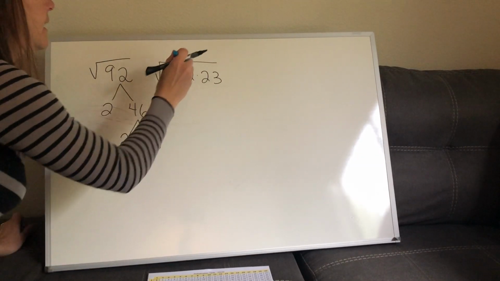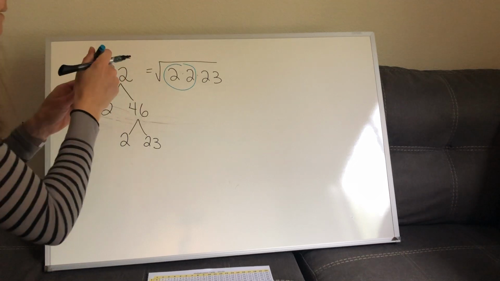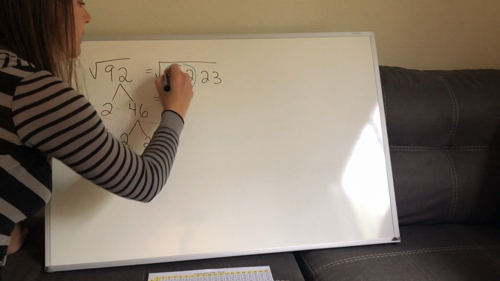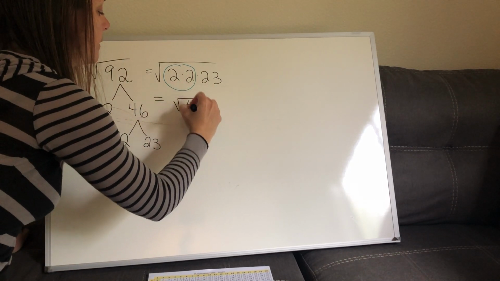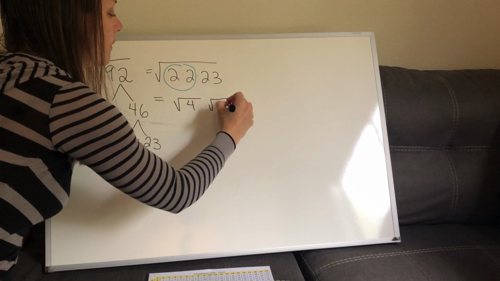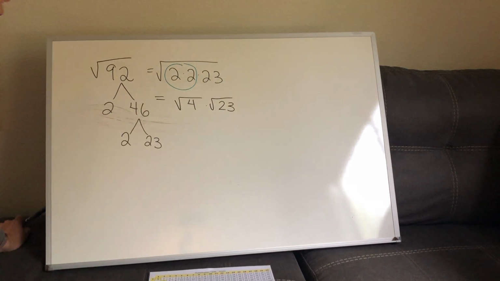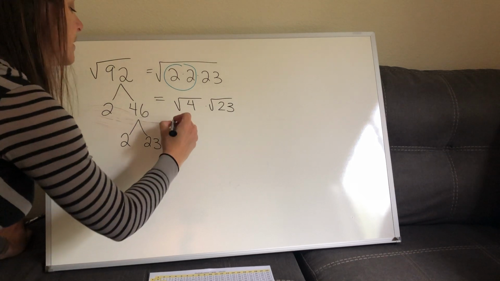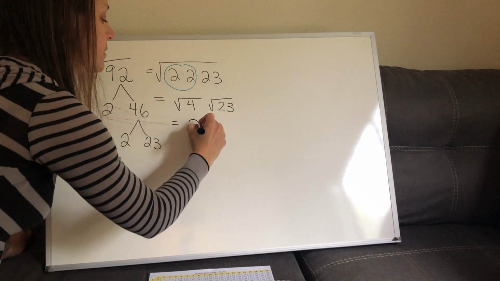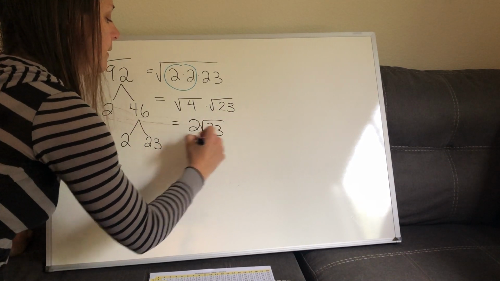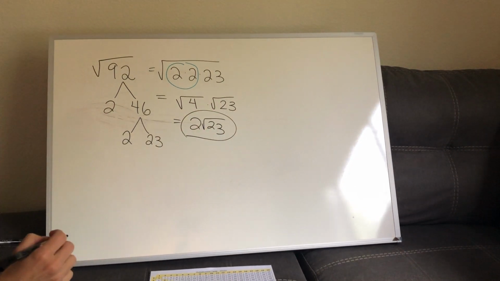But then I see that I have a pair there. So really, 2 times 2 would look like that. But now I have a perfect square. I know what the square root of 4 is. That is 2, so that comes outside the radical. And that is my final answer. Okay?